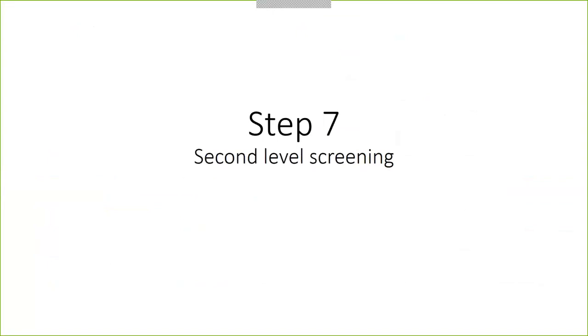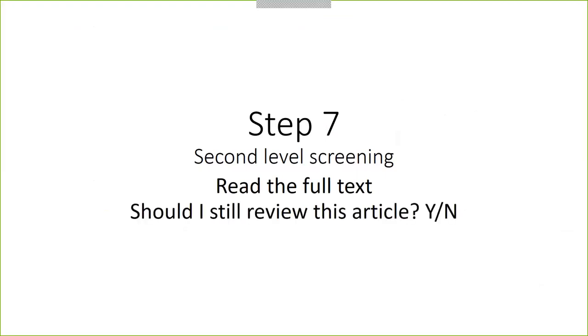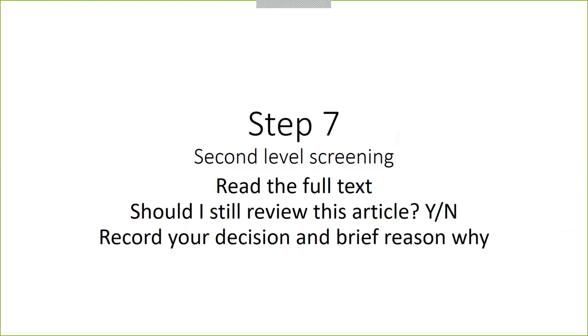Then you want to perhaps go to the next level where you want to read the full text. So you're not reading the full text of those 590 articles, just those 94 that after having read the title and abstract you've thought are candidate articles to review. And you just ask the same question again, should I still review this article?